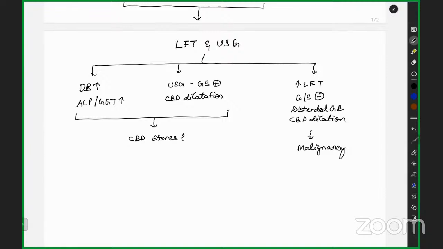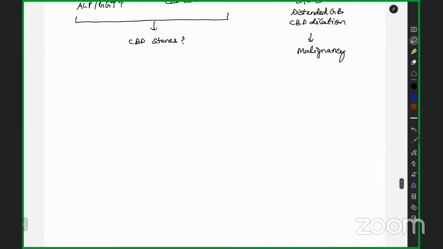What do you do for evaluating malignancy? What will be your next step? Can you tell me what is going to be the immediate step after you found that there is an abnormality in the USG and there is a raised LFT? What is going to be your next step of management? Can you put it in the chat box? Come on. What will be your next step of management?